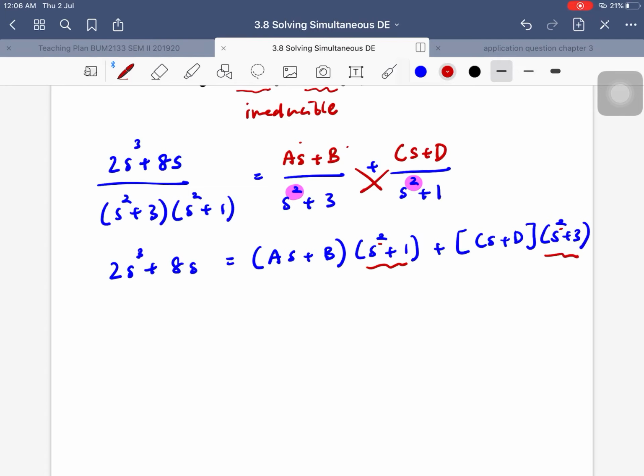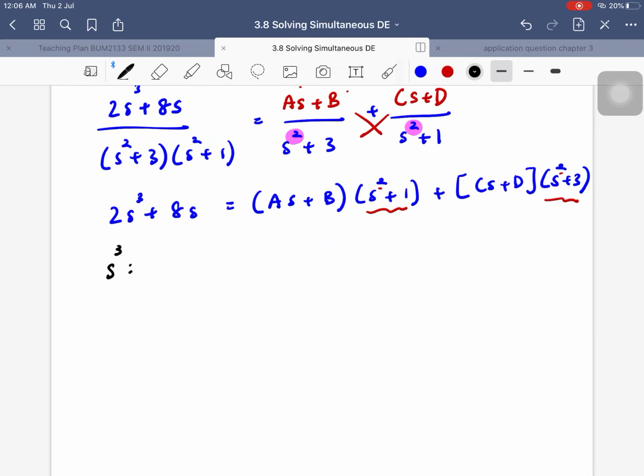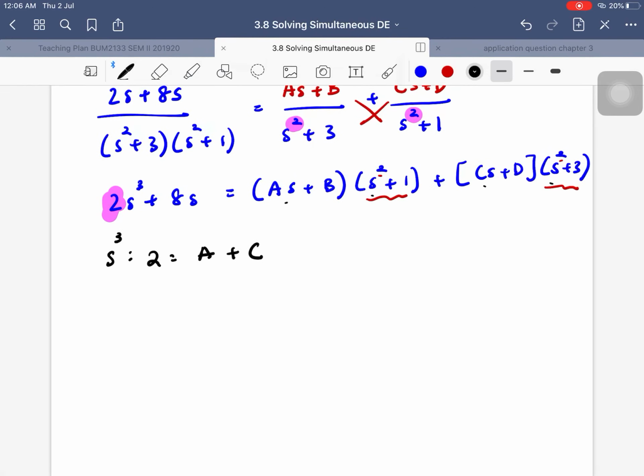Okay, let me see what I'm going to do first. You can expand this if you want, but I don't want to. I can actually guess just by looking at that. So I'm going to start with s to the power of 3. On this side I have a coefficient of 2. And on this side I know that if I were to expand this, this is going to be as cubed. So I'm going to have a, and this is going to be c s cubed. So I'm going to have a plus c is going to equal 2. When you do comparison, sometimes you're not going to be able to get the answer straight away, but you will end up with simultaneous equations, which I expect we will get for this case.